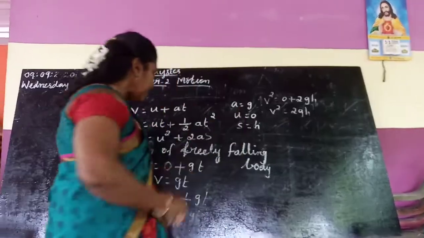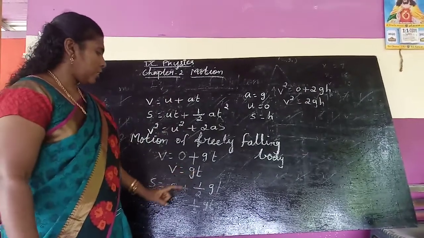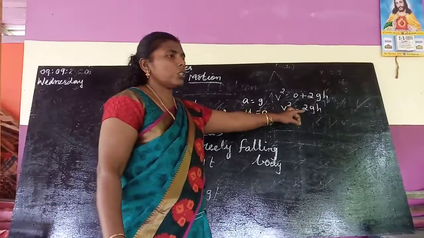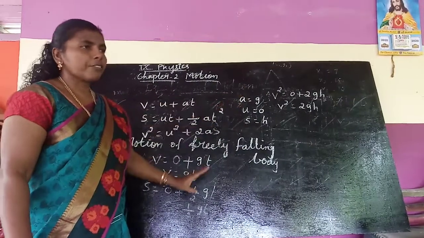Like that, here you get 3 equations. So the first equation, v equal to gt, s equal to half gt square, and v square equal to 2gh. This is the motion of a freely falling body. We'll get to these 3 equations.